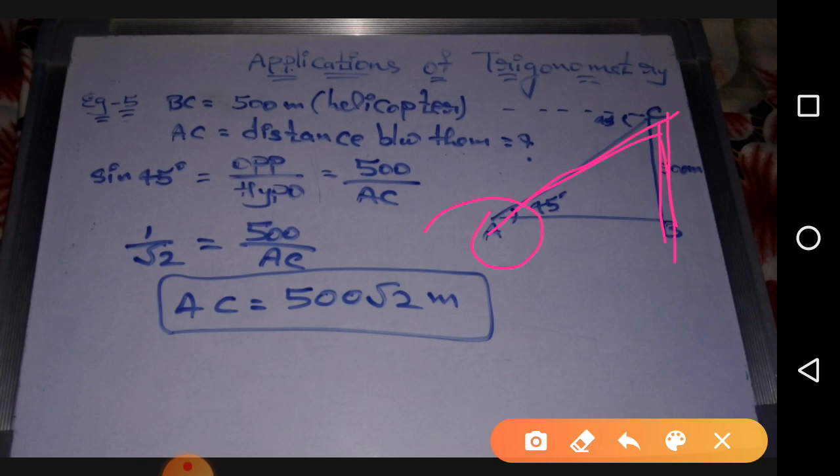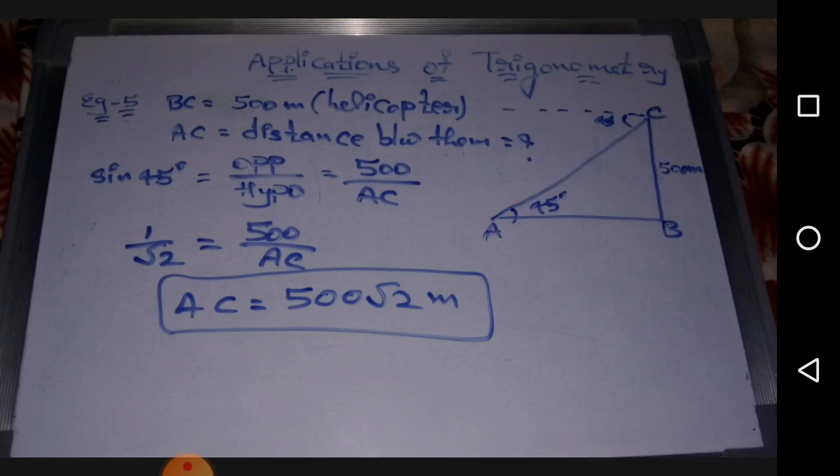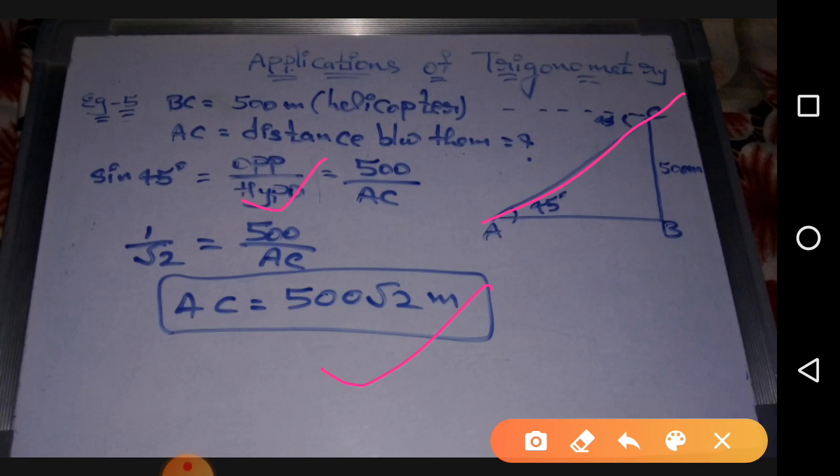If there is a relation which is asked about opposite and hypotenuse, then definitely you are aware of this. It is nothing but sine theta. So sine 45 is nothing but opposite by hypotenuse. This is the hypotenuse, that is 500 by AC. Thus 1 by root 2 is equal to 500 by AC, and AC equals 500 root 2. Thus you got 500 root 2.